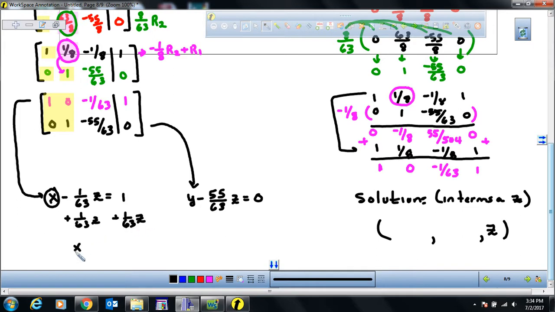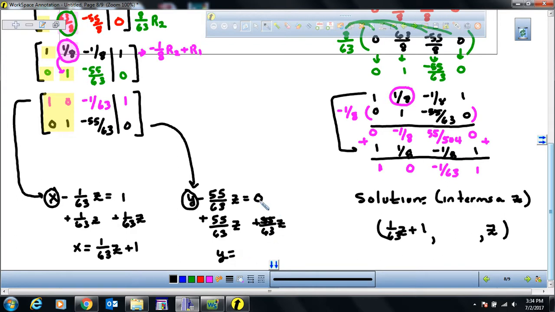So it's going to give us x is equal to 1/63z plus 1. So that is how we're going to get my x. Now, what is my solution for y? Well, we need to solve for y in this equation. So we're going to add the 55/63z to both sides of the equation. So it's going to give me y equals 55 over 63z plus 0. It is just going to be 55 over 63z. And this is how we're going to generate the values of y.